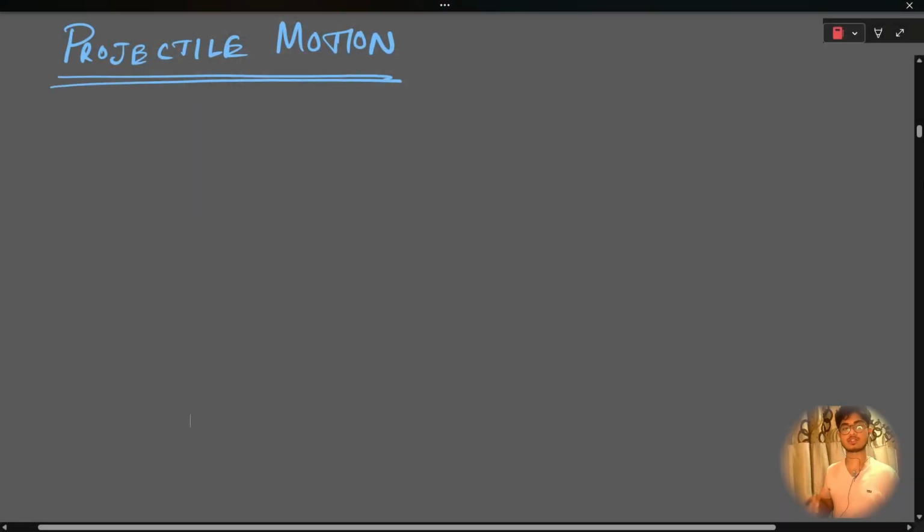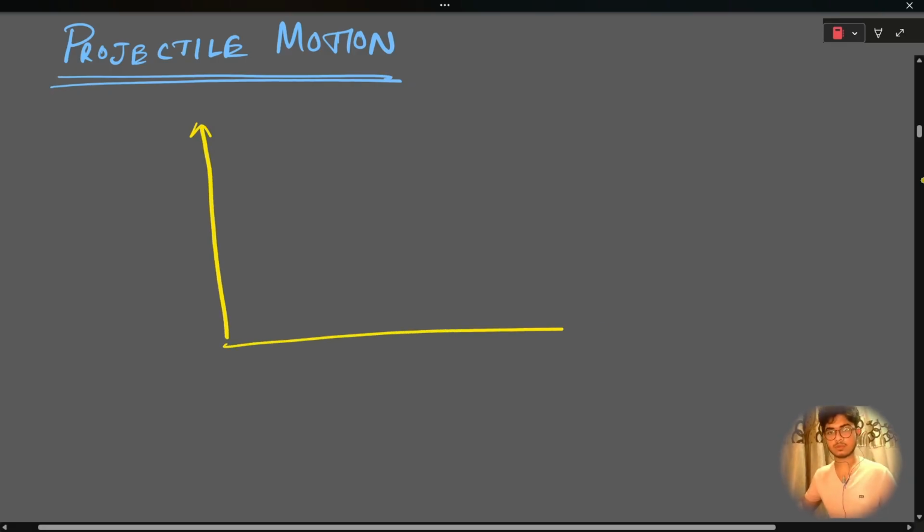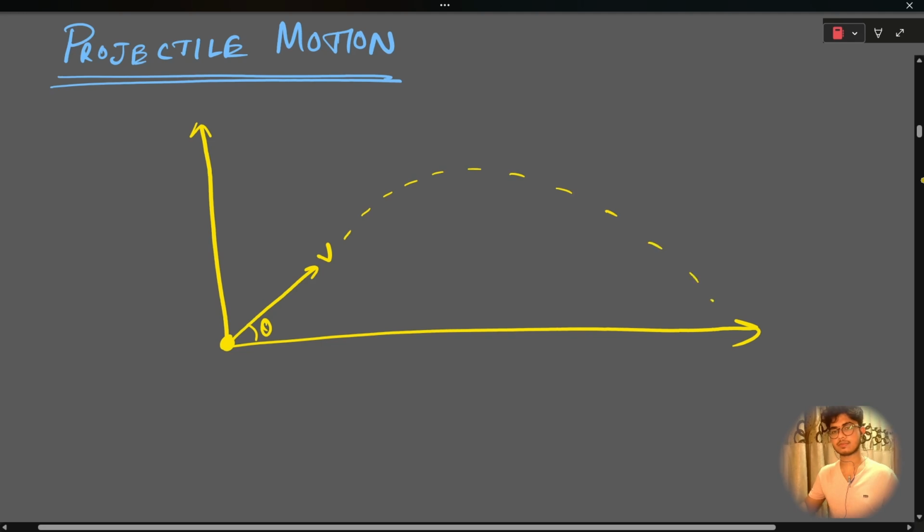Now we'll start the actual ground to ground projectile motion, when there's an angle with the horizontal. Suppose this particle is at the origin, launched with velocity v at angle theta. So the path is going to be like this. The ball will fall here.